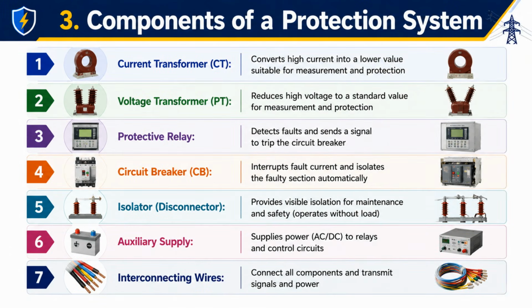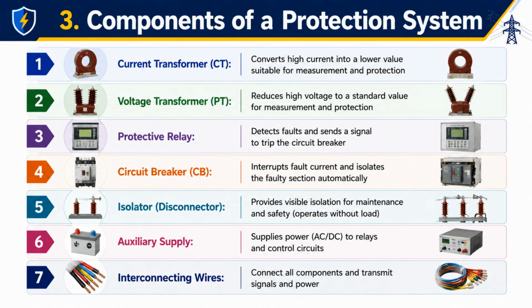Now let us learn about the main components of a protection system. 1. Current transformer, CT. A current transformer, or CT, reduces a high current to a lower value. 2. Voltage transformer, PT. A voltage transformer, or PT, reduces high voltage to a standard value. 3. Protective relay. A protective relay continuously monitors the electrical system.